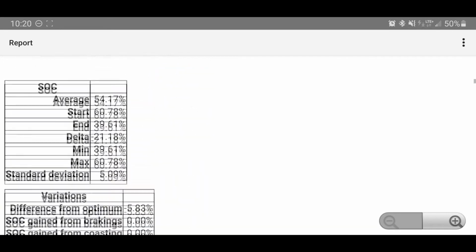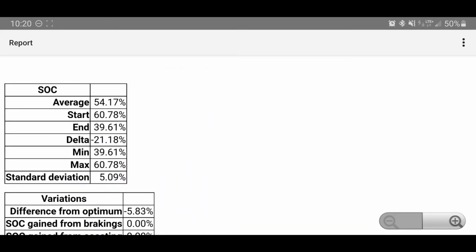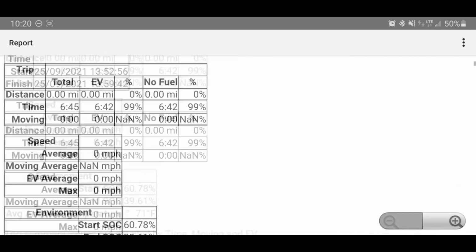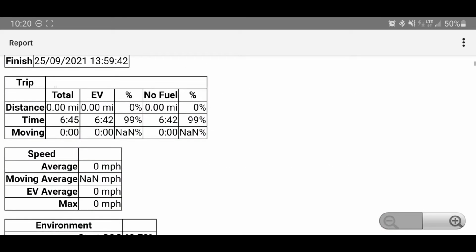When we went from 60 down to 30% state of charge, and you'll see here there's our minimum state of charge. So we started at 60.78. We ended at 39.61. So using the full 40% state of charge, a little bit more actually, so we cheated in favor of nickel metal hydride here a little bit, we got 6 minutes and 42 seconds.